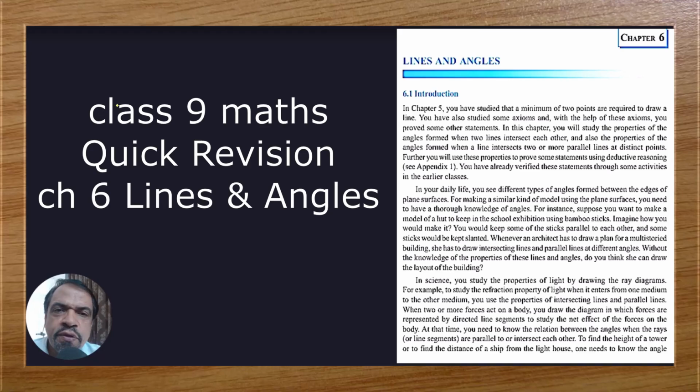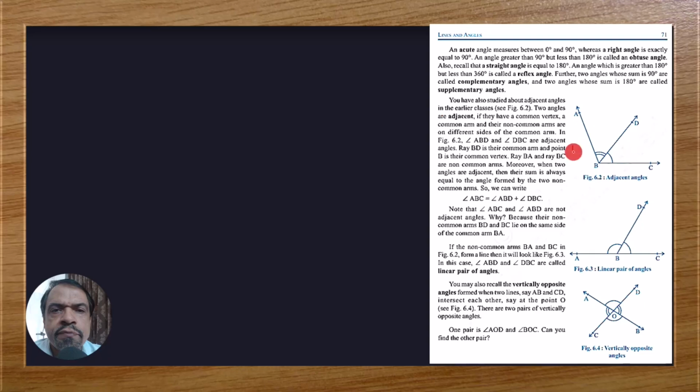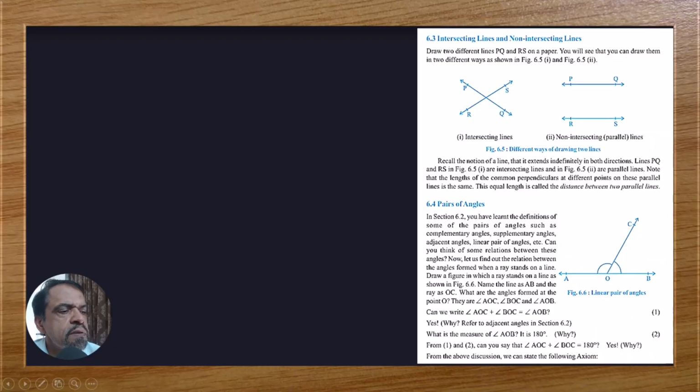Quick revision of chapter 6, lines and angles, of NCERT. These are some basic terms. Adjacent angles are separated by one ray. These are vertically opposite angles. Now see intersecting lines and non-intersecting lines. These are intersecting lines. Non-intersecting lines means parallel lines.